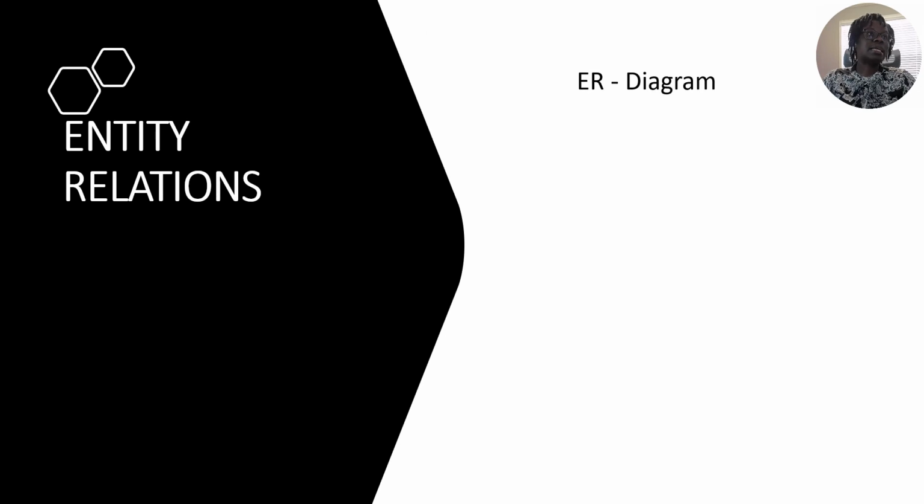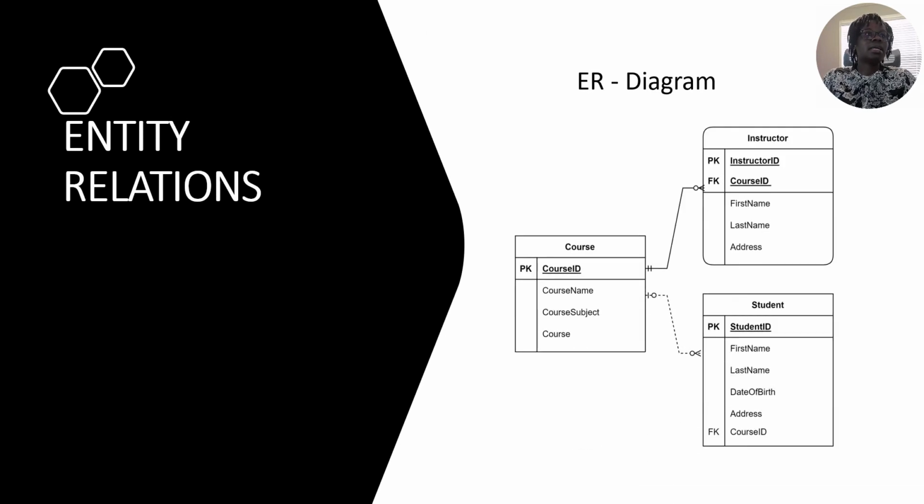Next, we discuss entity relations. Now I have this diagram where I have three entities shown. I have the course entity, the instructor entity, and the student entity. An entity represents a real thing, okay? Because instructors are real, courses are real, and students are real. A relation represents a connection between the different entities, okay? So the ER diagram actually shows you multiple entities and how they relate to each other. It's just a graphical representation.